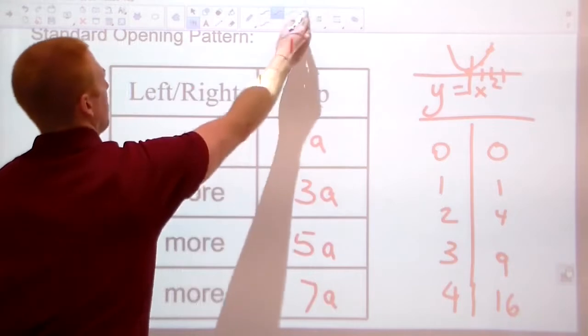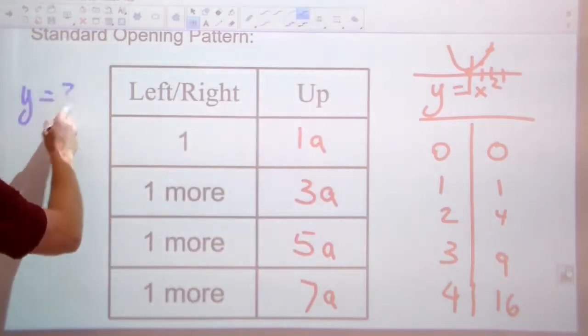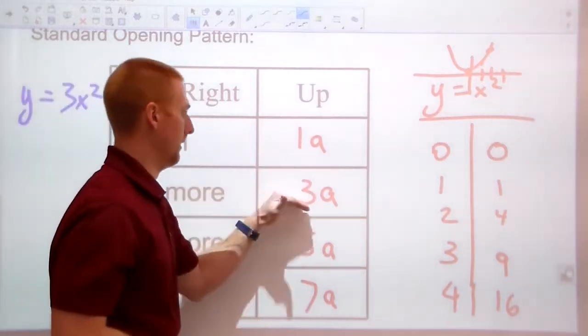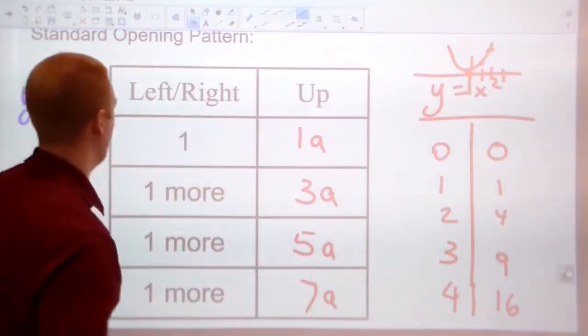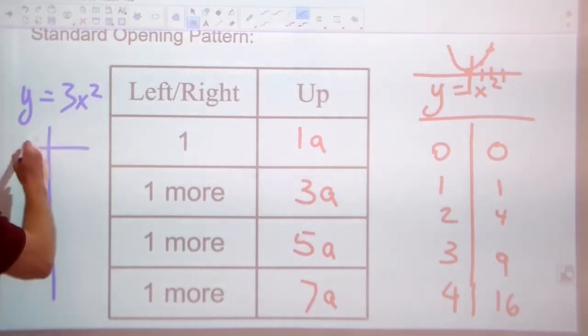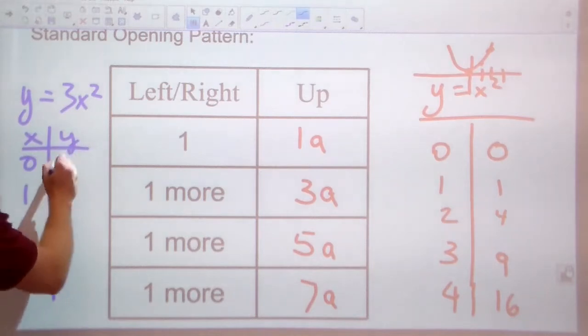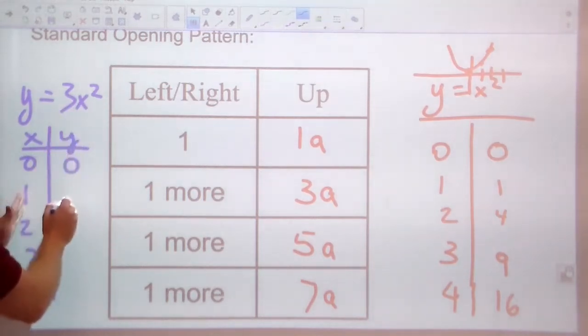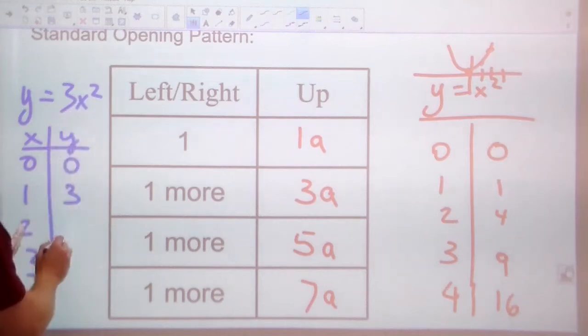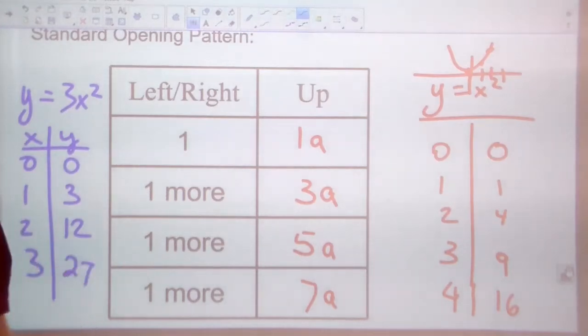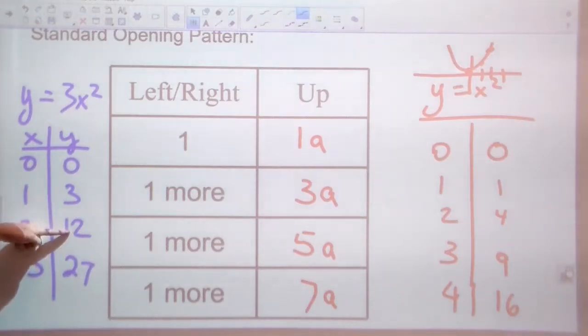So if we had y equals 3x squared, all right? So we would go up 3, and then 9, and then 15, and then 21. And we can fill that in real quick if you wanted to, just do a few, just to confirm. So (0, 0) would be on there. 1 would be 3. Put in 2, you get 4 times 3, so 12. 3 squared would be 9 times 3 would be 27. So we go up 3, and then we go up 9, and then we go up 15.